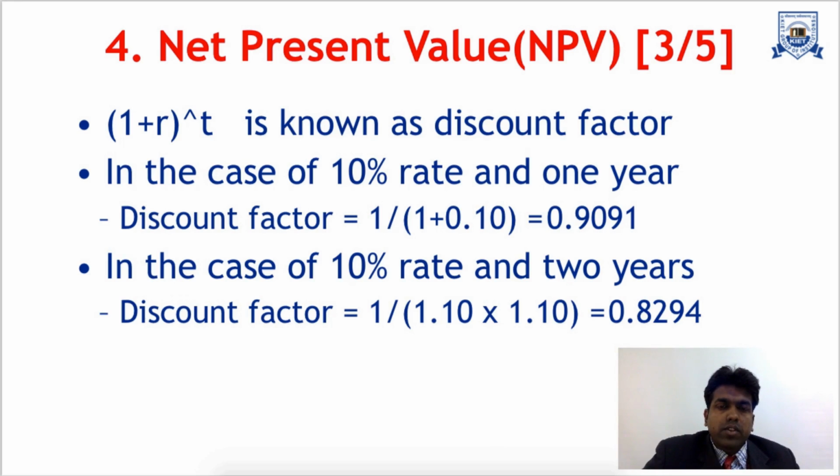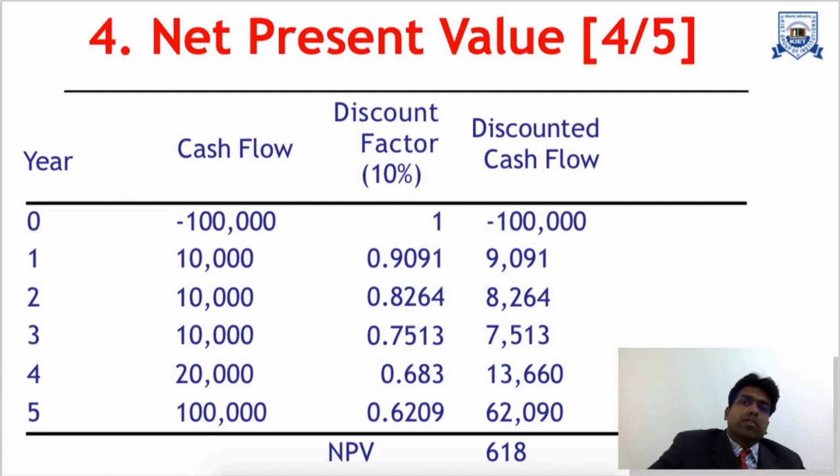And the same way we can calculate for the second year. The rate is the same, so after putting in all the values, as it will be power of 2, that means 1.10 into 1.10, and we'll get this value. I will explain it by taking an example. So this is the example. These are the years and cash flows, that was in the previous example, and now we are going to calculate the discount factor and discounted cash flow.